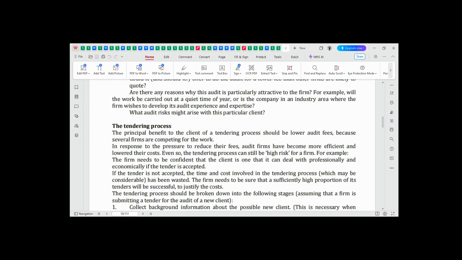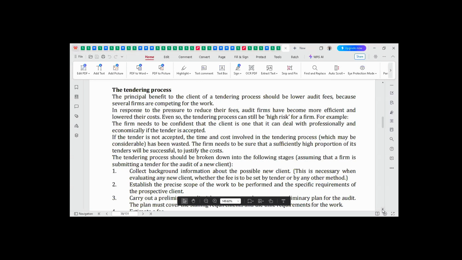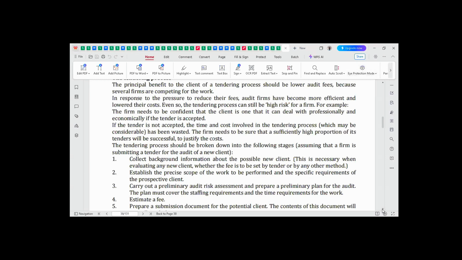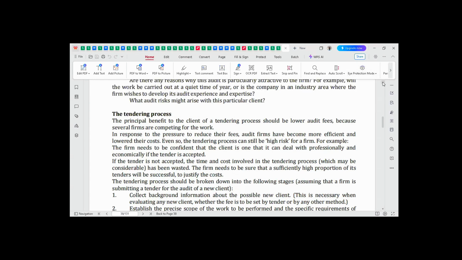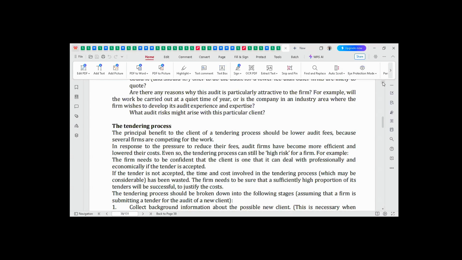So we mentioned the fact that tendering is the process by which big organizations advertise to replace their external auditors, right? That's what tendering is. And I explained to us that the tendering process is divided into three main parts, okay? The initial consideration, the tendering itself, and the evaluation of the tender. That's what we were discussing before I had to leave.